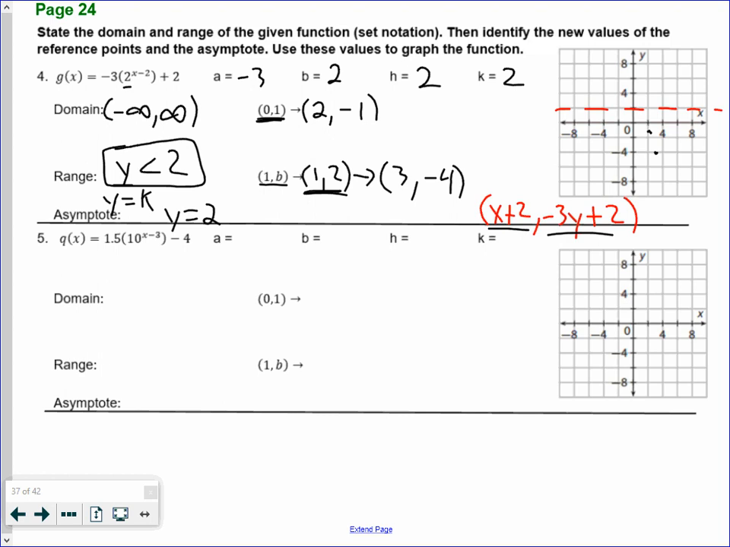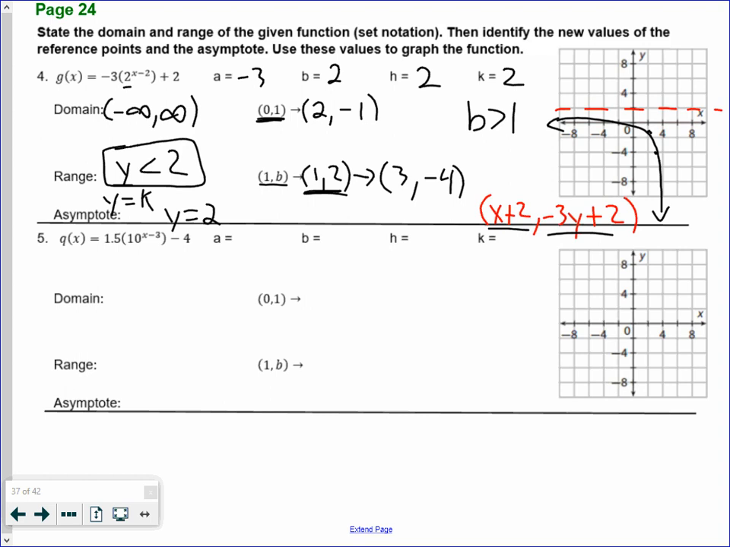And since our b value is greater than 1, that means we're a growth function, so I know the shape of this function will be starting near the asymptote and growing away from it. Growth functions always start near the asymptote. That's an ugly graph. When we start near the asymptote, and then we grow away from it. So it's going to look something like that, more or less.